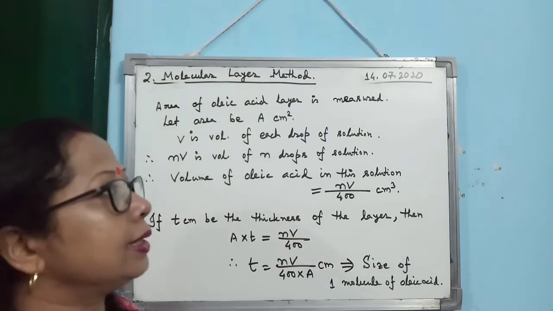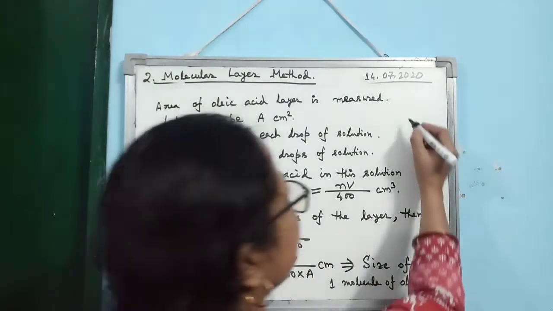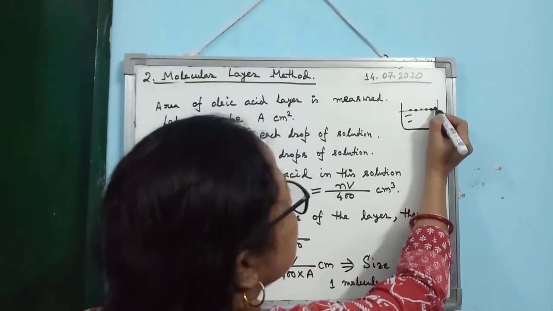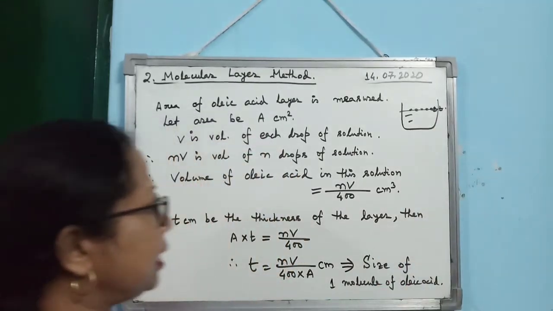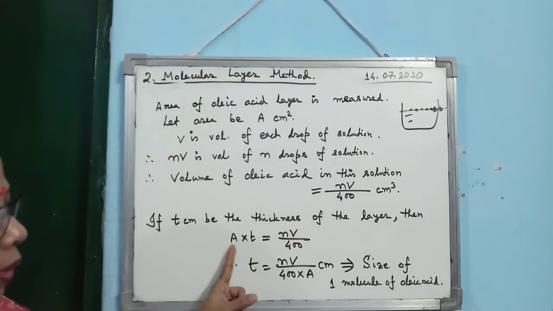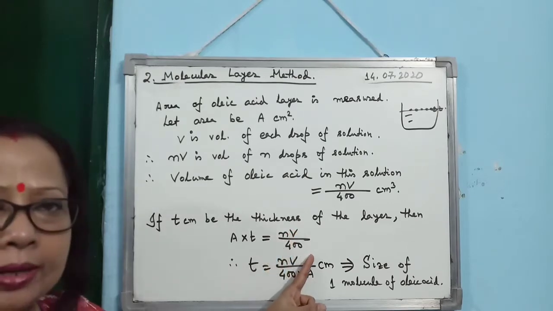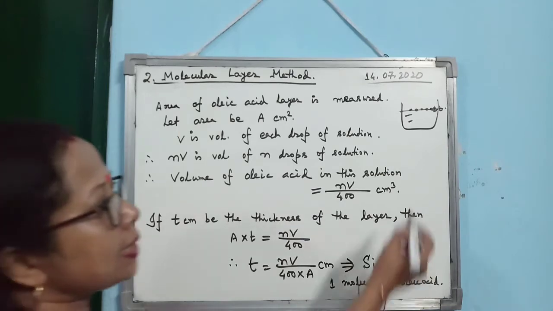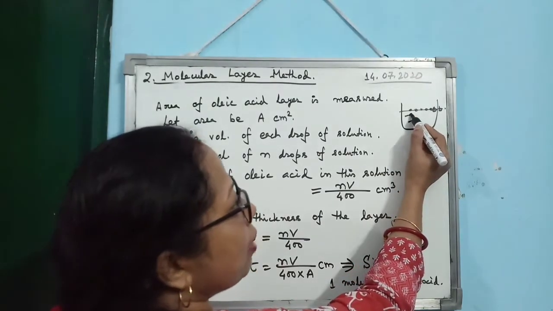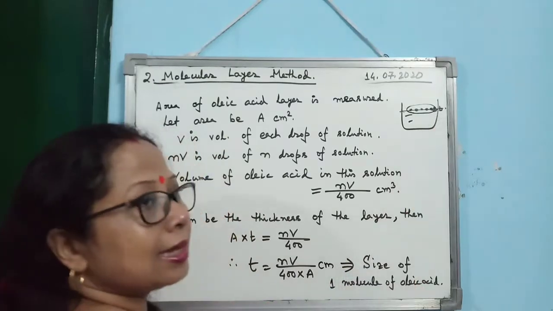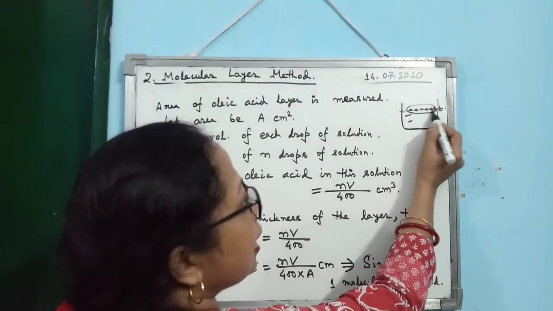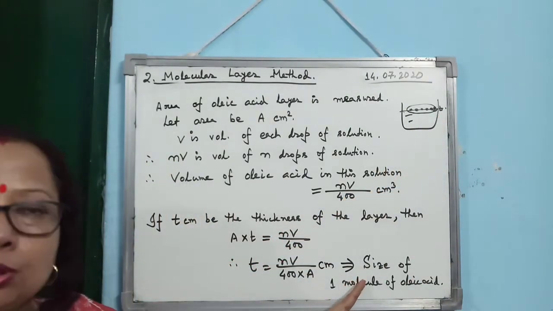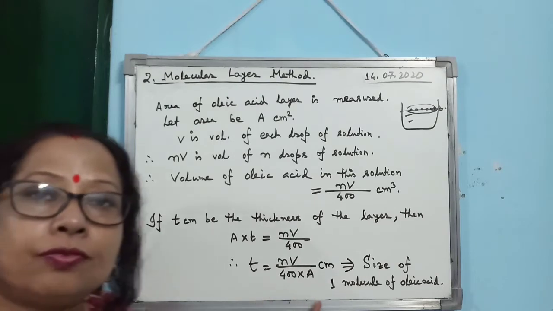Now consider the thickness of the layer. If this is water and here is the oleic acid layer, and this thickness is t, then what is the volume? A into t. So A into t you can write as nV by 400. So what is t? The thickness of the layer is nV by 400 into A. Now as I said, we are assuming that we have made the layer so thin that there is only one layer of molecule. So the thickness of the layer will become equal to the size of the molecule.